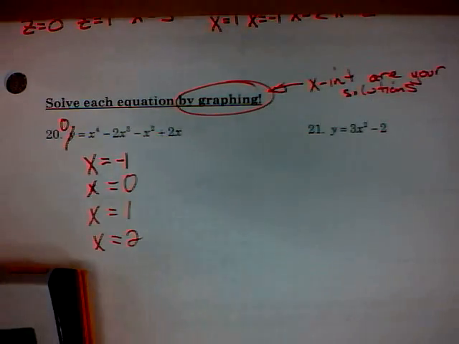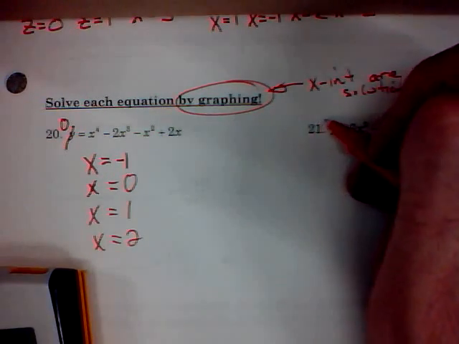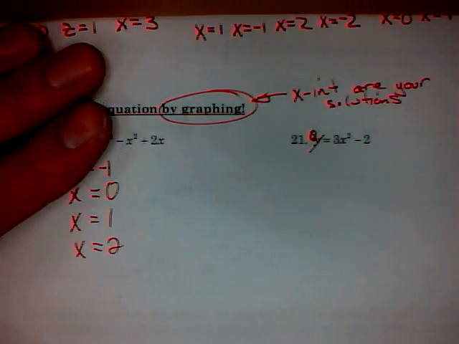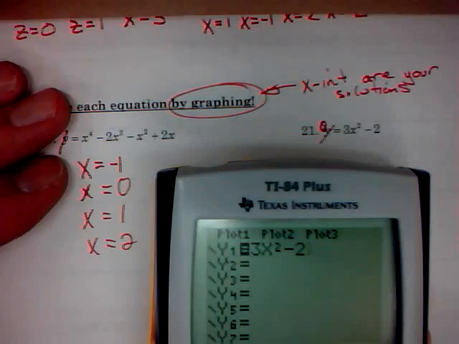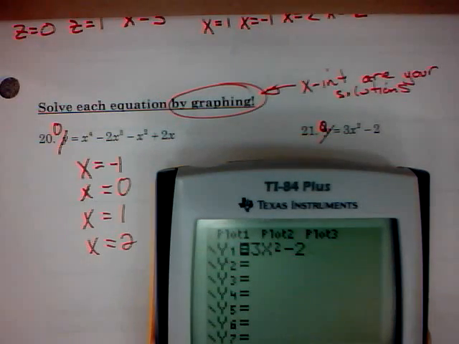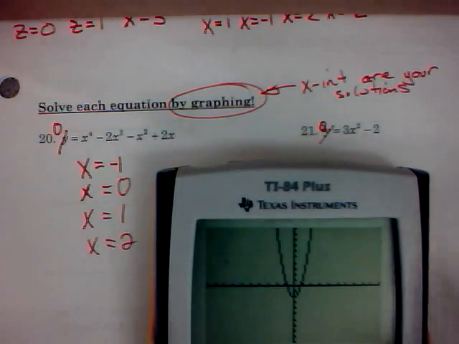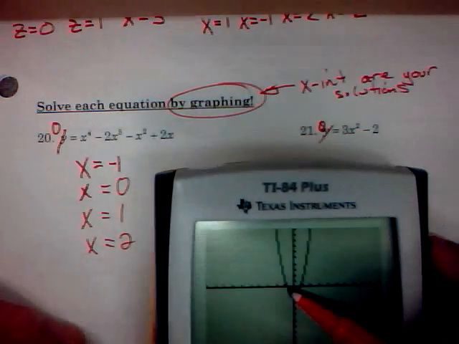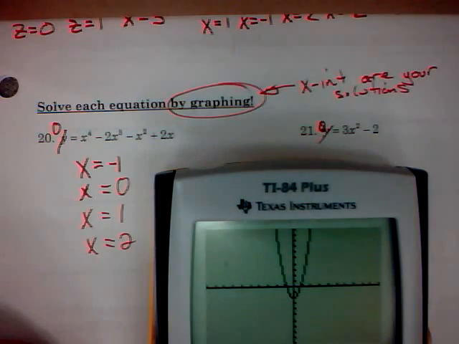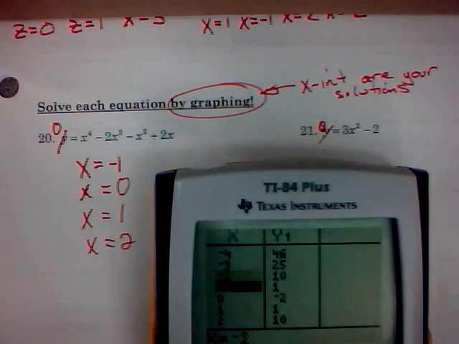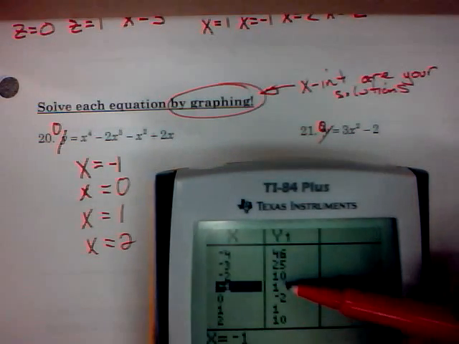Okay. On 21, if this was equal to 0 and we wanted to solve that, we would pop it into our calculator. So we have 3x squared minus 2. We hit graph. And there's our graph. Okay, now it looks like it's awful close to -1 and +1. Not sure if it goes right through there. And if we look at -1, oh, look there.